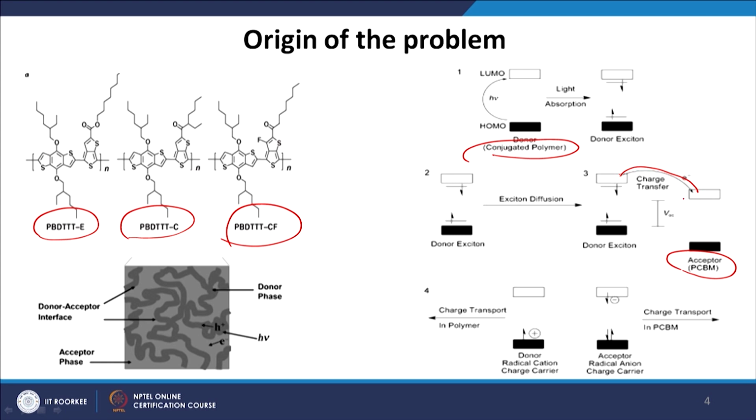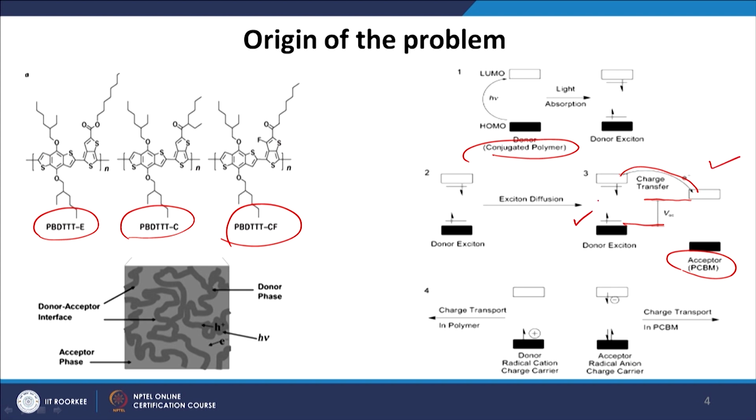And this difference, you see this difference, the difference between the LUMO energy level of the acceptor and the HOMO energy level of the donor, is called the open circuit voltage, VOC. So, the open circuit voltage comes from the difference between the LUMO energy level of the acceptor and the HOMO energy level of the donor. So, now the exciton has been dissociated, the electron is now here and the hole is now here.